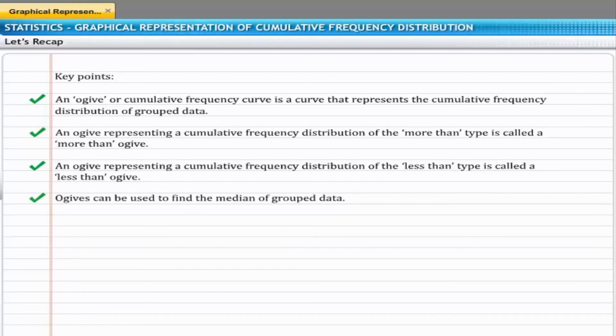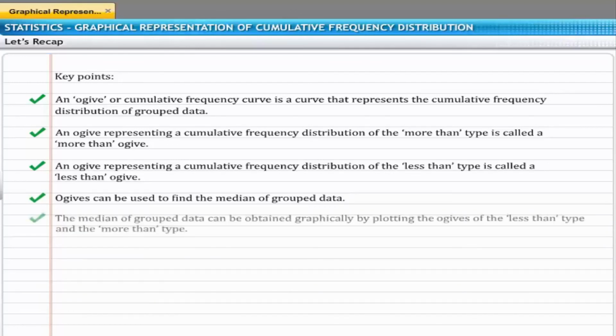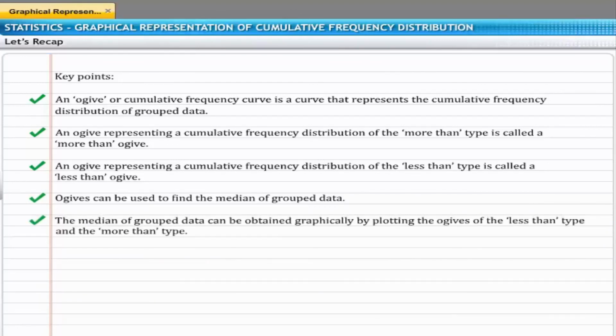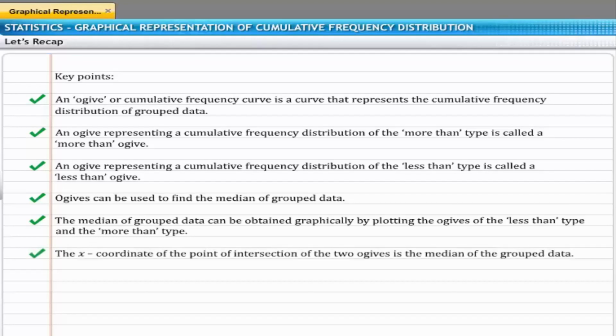Ogives can be used to find the median of grouped data. The median of grouped data can be obtained graphically by plotting the ogives of the less than type and the more than type. The x-coordinate of the point of intersection of the two ogives is the median of the grouped data.